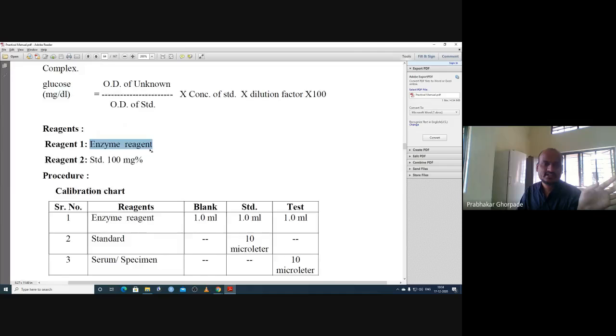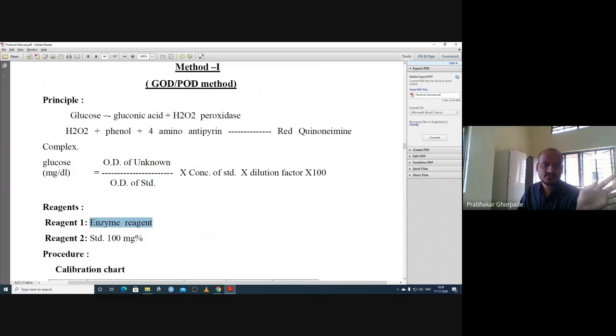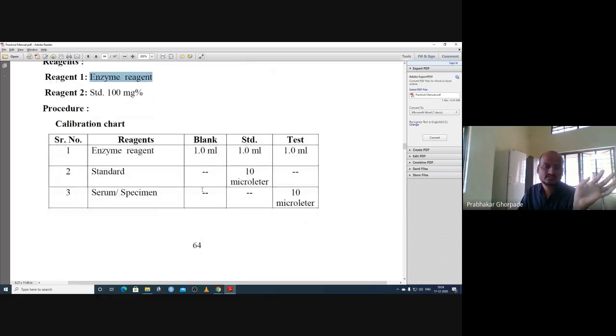When we say enzyme reagent, we know it is GOD-POD plus phenol plus 4 amino antipyrine. So how to do this test? The enzymatic reagents. This is a calibration chart. Whenever we are doing a procedure, we use this calibration chart. Here are the serial numbers 1, 2, 3. These are the reagents, and these are the 3 tubes. We want to keep 3 tubes ready: blank, standard, test.